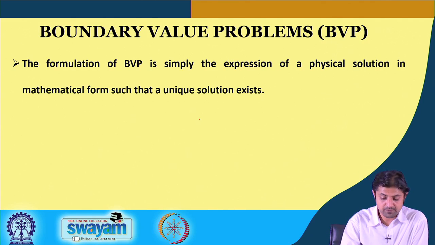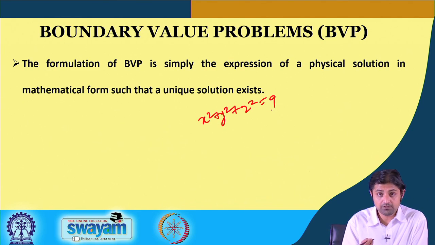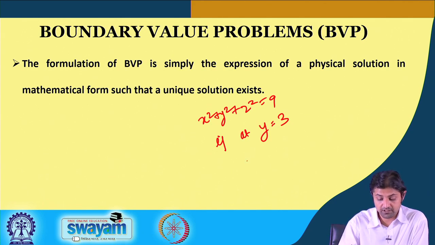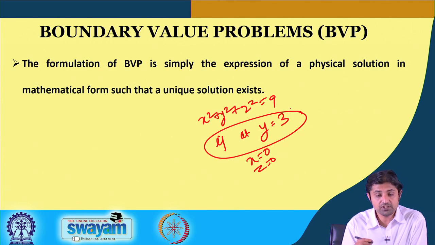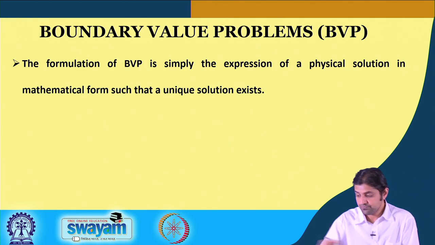Let's say we specify x square plus y square plus z square is equal to 9, and as sort of a boundary value we say that y is 3, then it will have only one unique solution in terms of real numbers: x is equal to 0 and z is equal to 0. I mean, we cannot exactly say this is a boundary condition, but I am trying to give an analogy that because of this boundary value there will exist a unique solution for a mathematical formulation, otherwise there could be an infinite number of solutions.